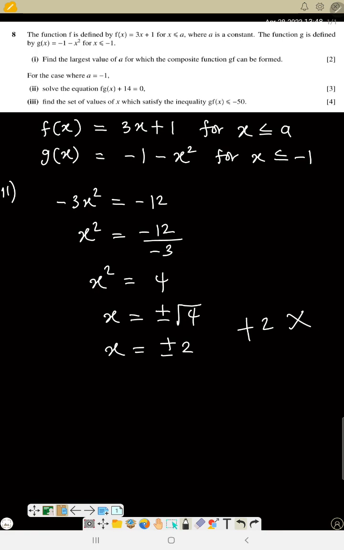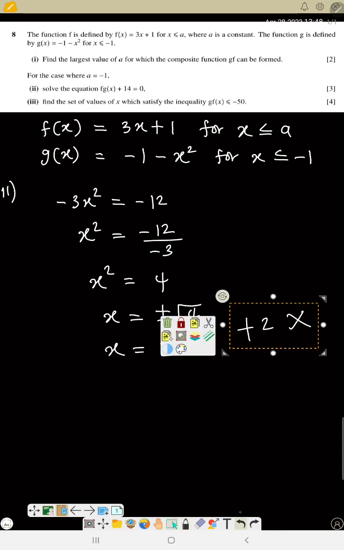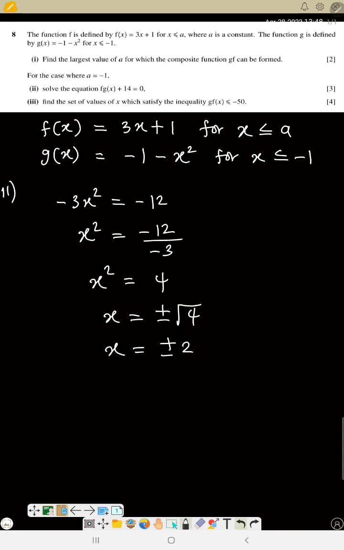So plus 2 is not allowed here because it's more than minus 1. So the question says s is less than or equal to minus 1. So the only valid answer here is s is equal to minus 2. So that is the answer, because it is less than or equal to minus 1. So we have to ignore the plus. So now let's do the last one.